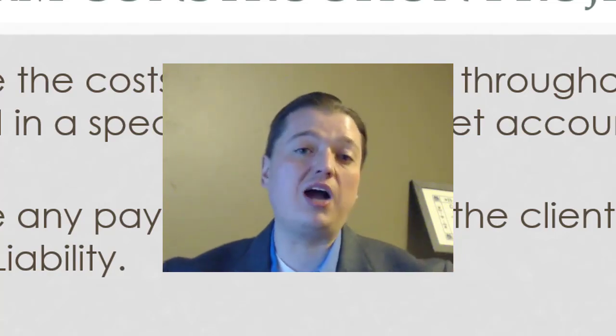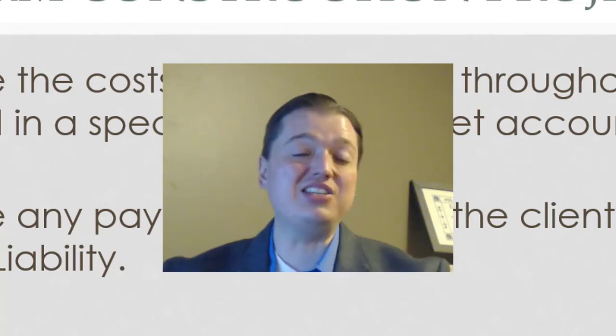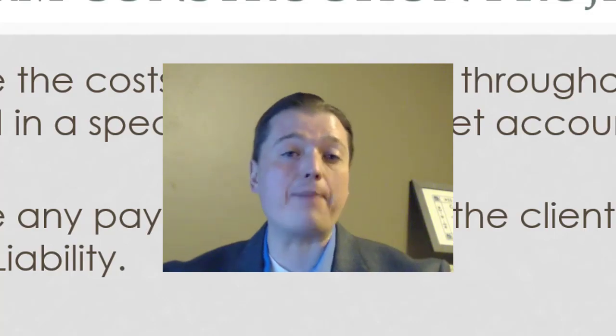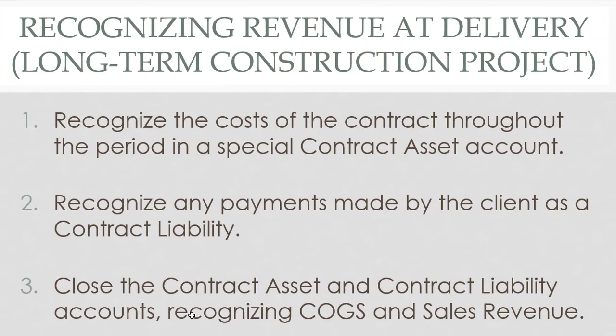And that can really hurt a company that's looking for financing or that has other obligations and needs to show some profit. So companies avoid this if at all possible, but sometimes it happens. And here are the steps if that happens. We recognize everything into a contract asset account. We recognize anything we receive as a contract liability.